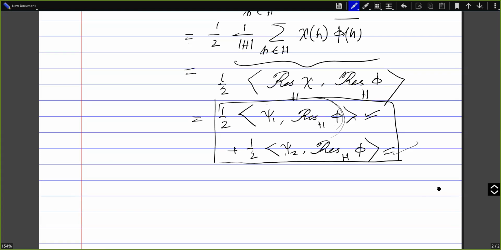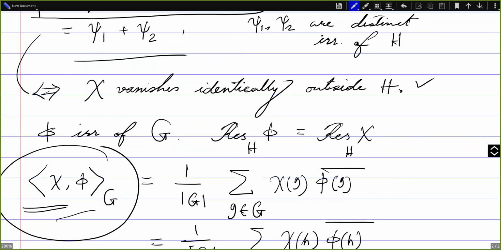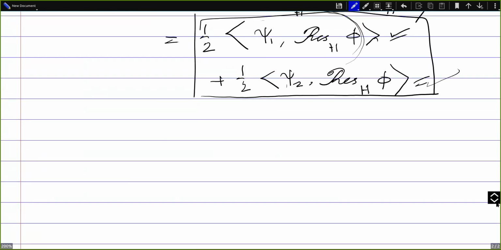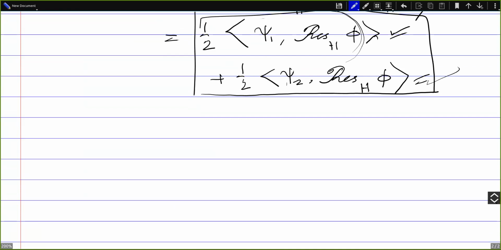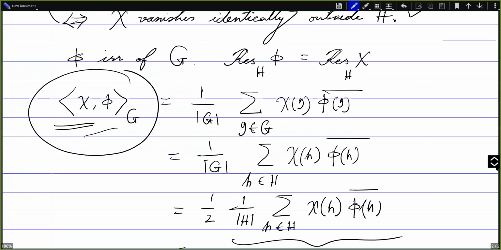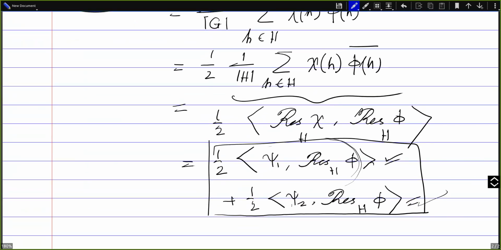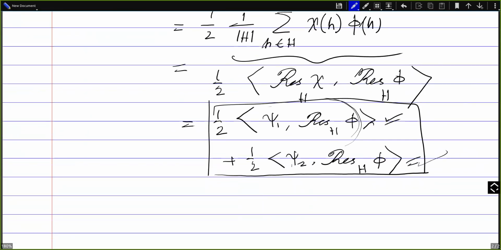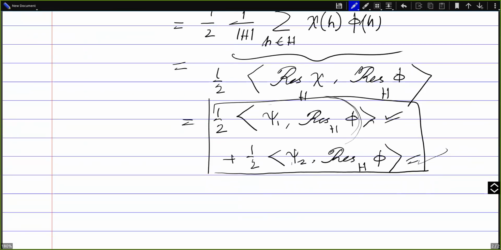So thus what we got is the following: if this phi whose restriction to H coincides with that of chi, so let's introduce a terminology that will help us to talk more. So we're going to introduce a terminology here. With this terminology, it will be easier for us to talk.